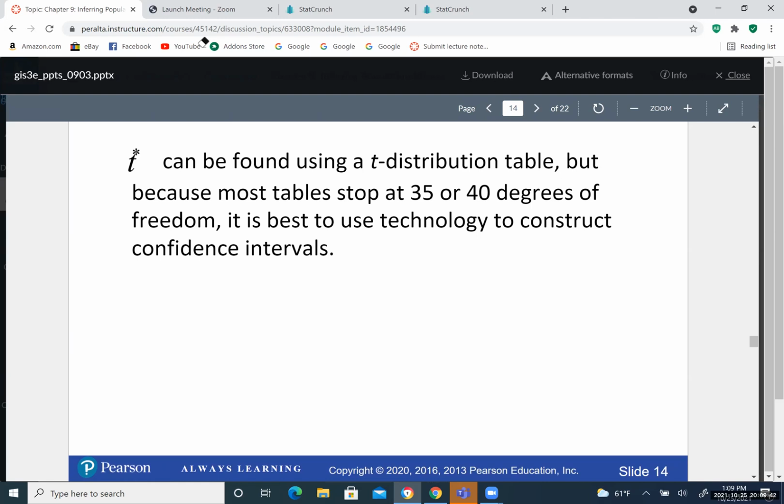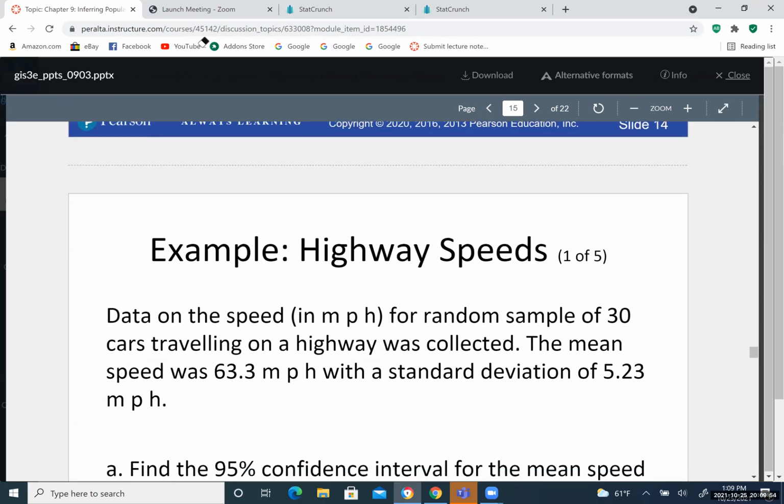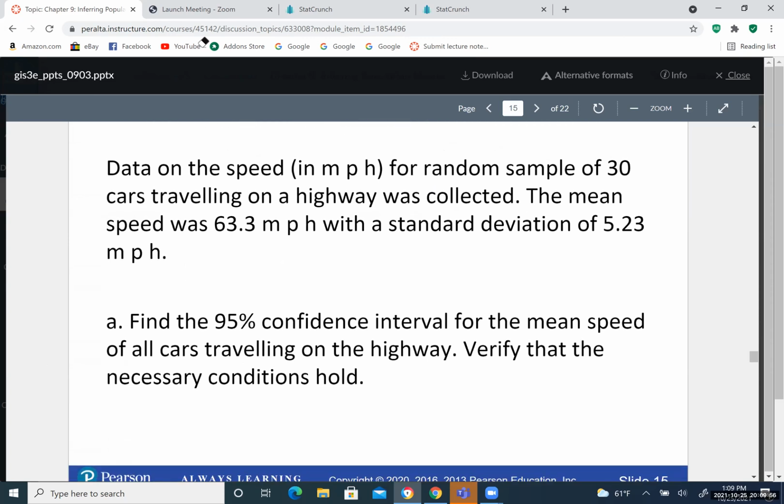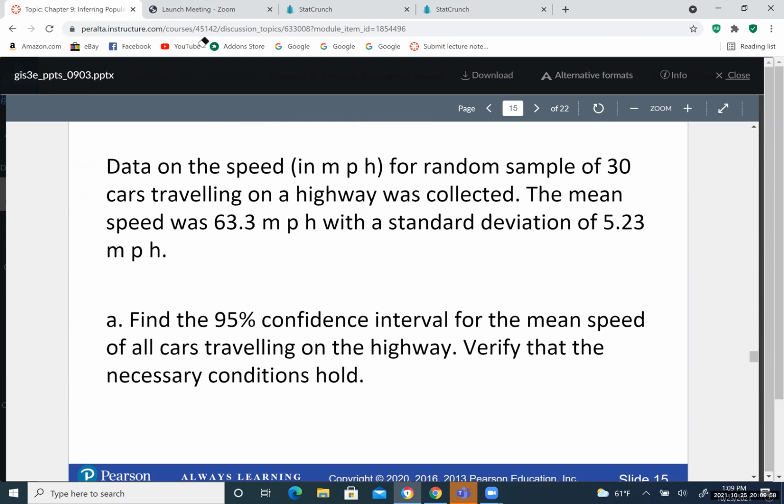So t-star can be found using a t-distribution table, but because most tables stop at 35 or 40 degrees of freedom, it's best to use technology to construct the confidence interval. So here is the example.